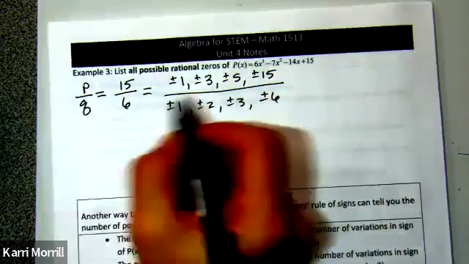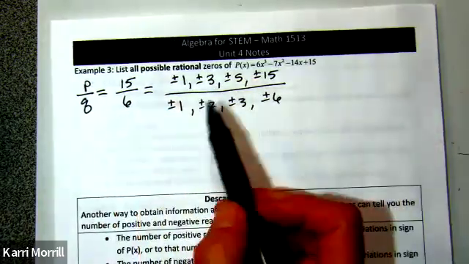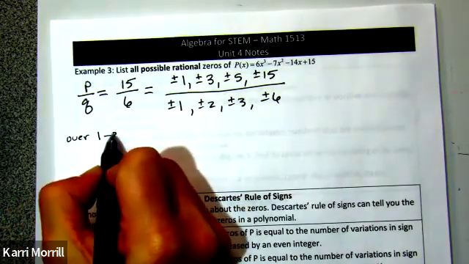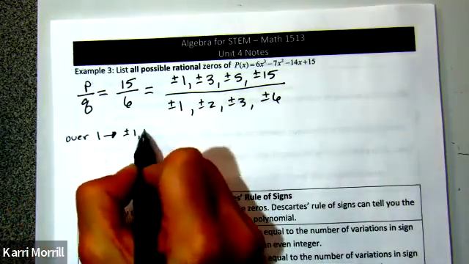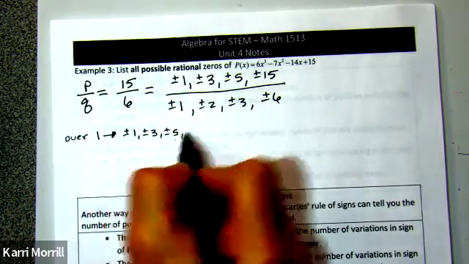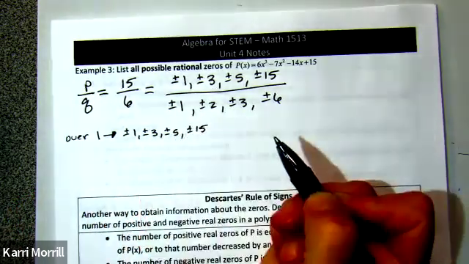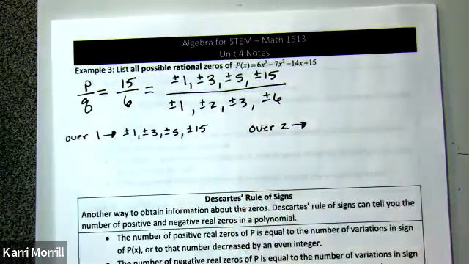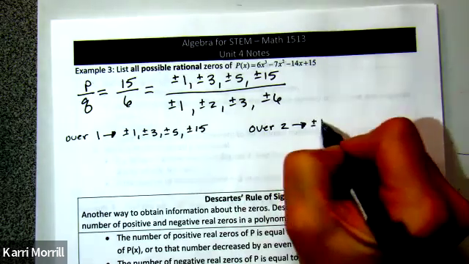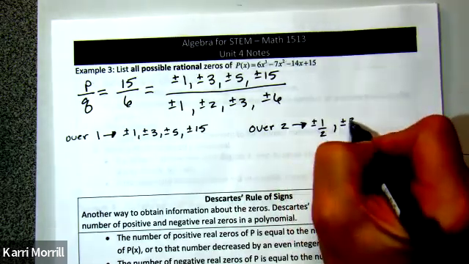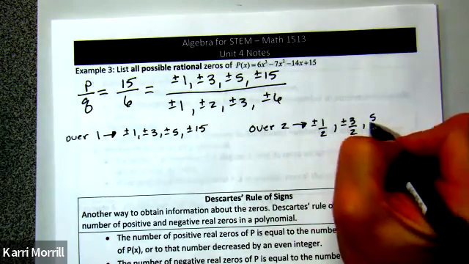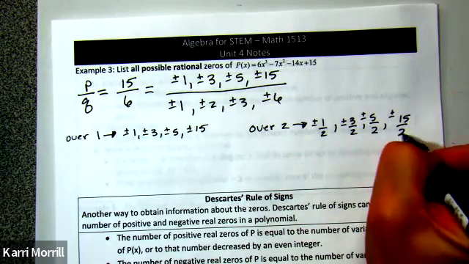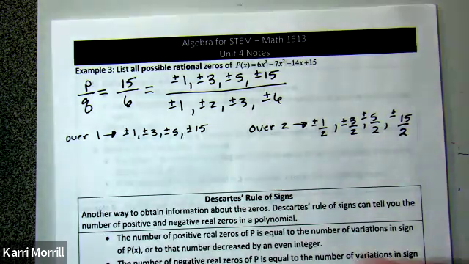So from here, for me, I organize it by the denominator, I guess. So I'm going to put them all over 1 to start with. So we'd have 1, 3, 5, and 15. If I put them over 2, I would put 1 over 2, 3 over 2, 5 over 2, and 15 over 2. And I'm just really in the habit of always writing plus or minus.